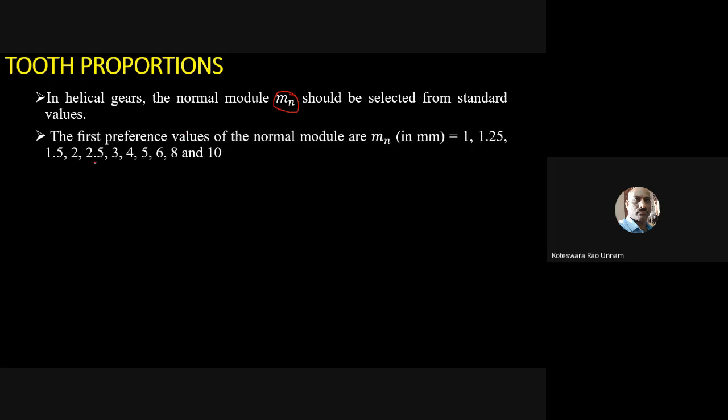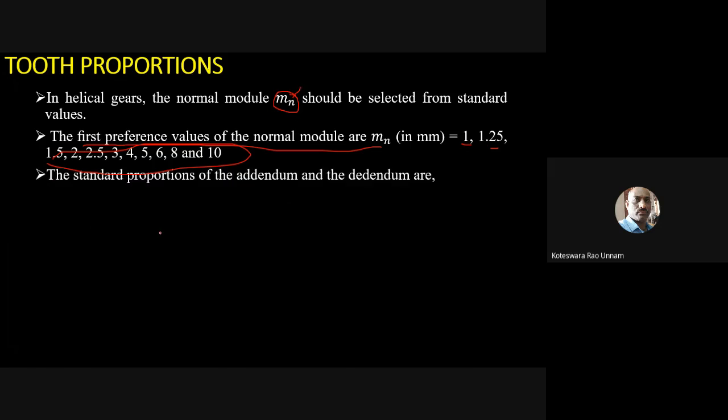Here also, the first preference values for the normal module are 1, 1.25. The same table that he has given in that data book, we'll use the same table to identify what the first preference is, what the second choice is, and what the third choice values are. Whatever he has given, those values will be taken for the normal module. That is what you need to remember.